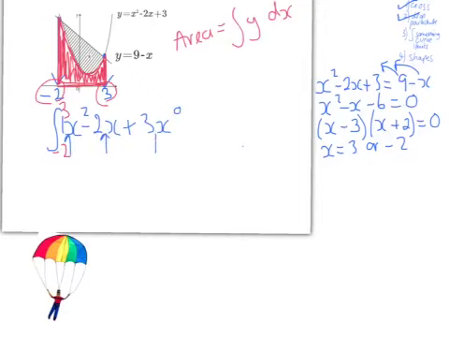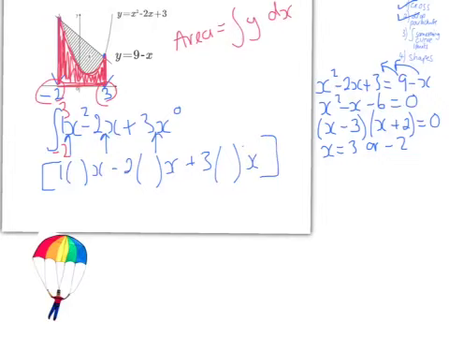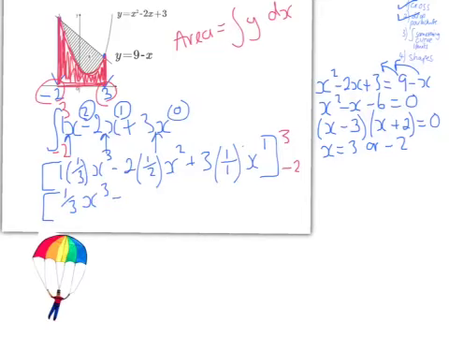I'm going to set it up so I can integrate. So big square brackets, and it's going to be: add 1 to the power gives me 3, and flip it; add 1 to the power gives me 2, and flip it; add 1 to the power gives me 1, and flip it. And my limits, 3 and minus 2. Let's neaten this up. We've got a third x cubed minus, those will cancel to give me x squared, plus 3x to the 1, and my limits are 3 and minus 2.